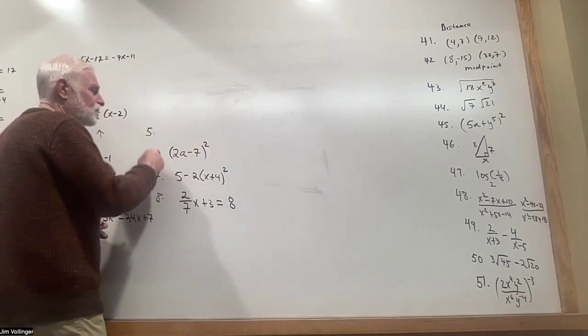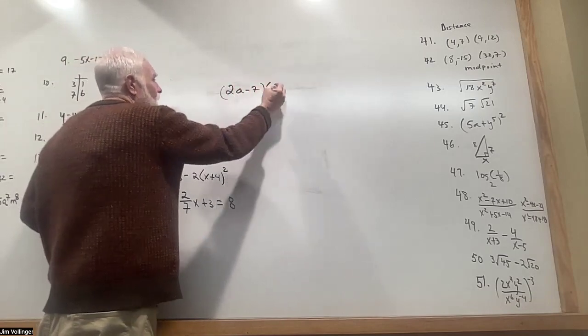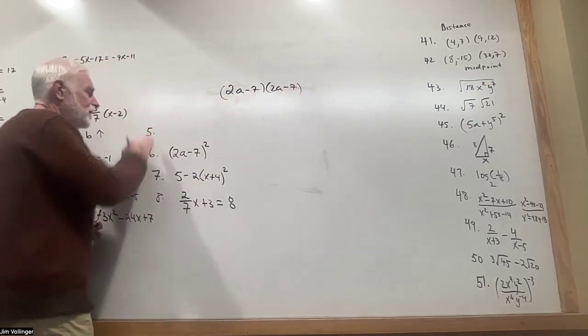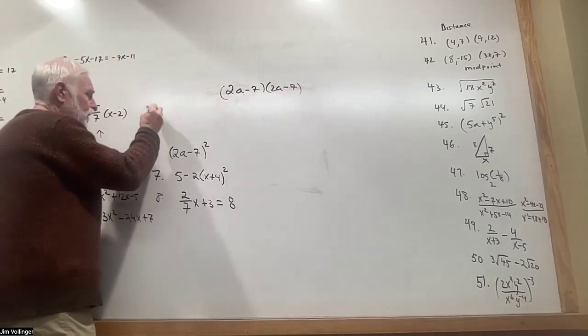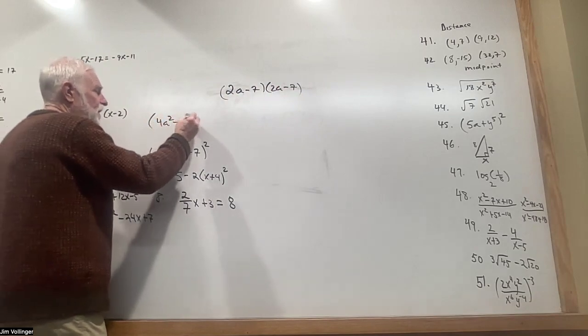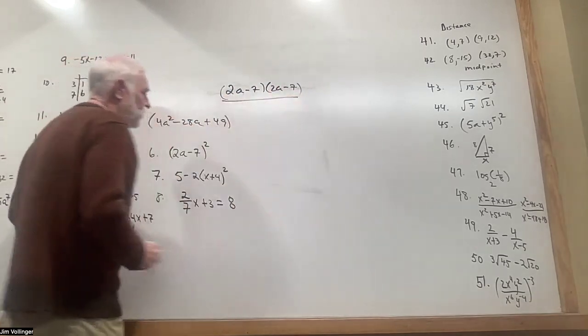2a minus 7 squared, well, you certainly can take time. Go ahead, take time and do the FOILing. But I'm suggesting that after you get your answer, and your answer will be 4a squared minus 28a plus 49. That's what you're going to get when you FOIL that.